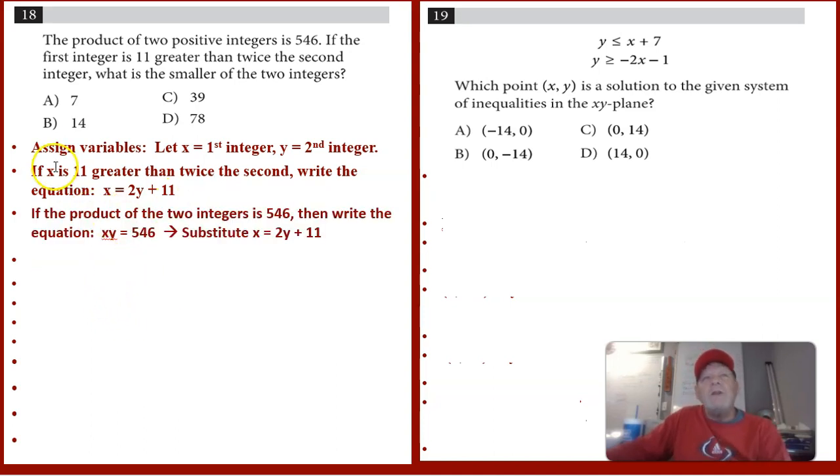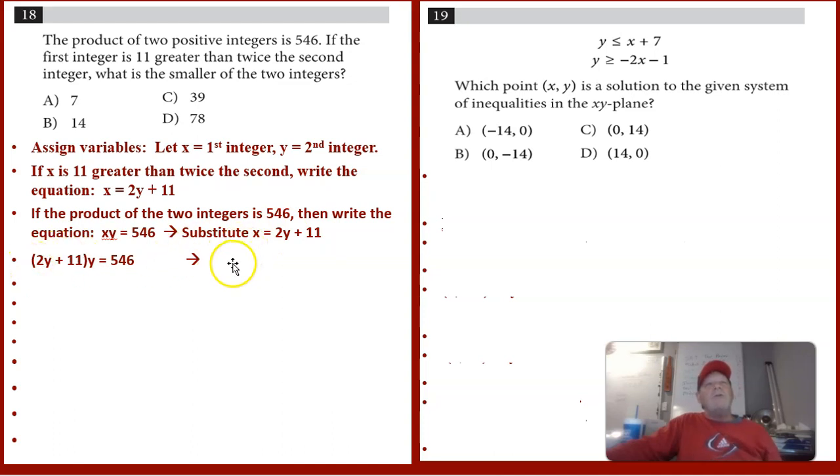All right. The other equation: the product of the two integers is 546, and I write the product, which is xy, or x times y, equaling 546. So I'm going to now substitute this value of x, 2y plus 11, right here in this equation. So that's my first step. So I just substituted. This ends up being my x because we're saying x equals this.